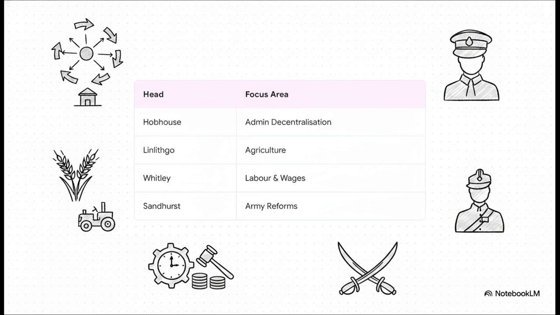You have Charles Hobhouse pushing for local administrative decentralization, while the Whitley Commission stepped in to regulate daily wages and fix working hours. On the agrarian side of things, Lord Linlithgow drove agricultural research and cooperative societies. And crucially, the Sandhurst Commission tackled army reforms, recommending the landmark inclusion of Indians in the officer cadre.